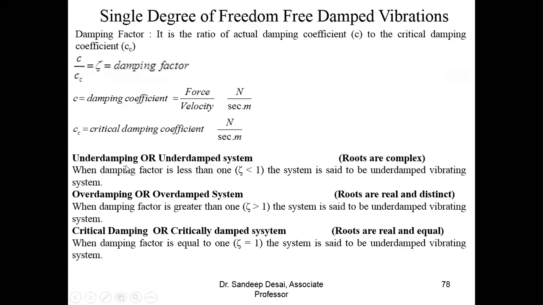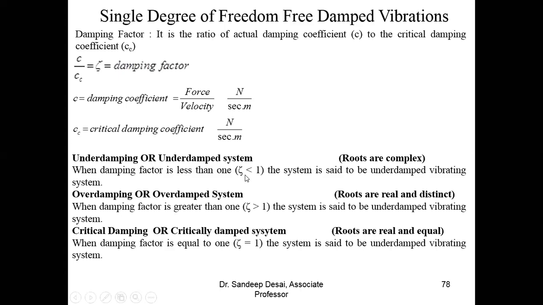So, an underdamped system is one where the damping factor is less than 1. An overdamped system is one where the damping factor or damping ratio is greater than 1. And a critically damped system is one where the damping factor or damping ratio is equal to 1. Underdamped less than 1, overdamped more than 1, as the name indicates. Under less than 1, over greater than 1, and critically damped is equal to 1. And what is greater than, less than or equal to 1 is the damping factor.